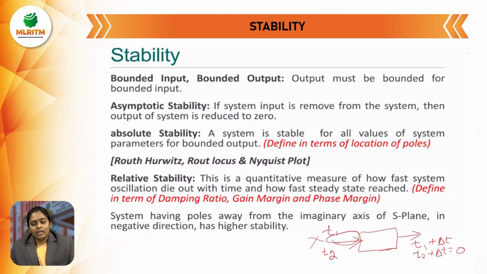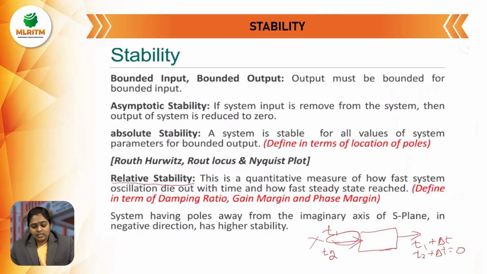Even if I keep the value of k at 10 or k at 50, if I'm getting an output which is a measurable quantity, then it is called absolute stability. So in order to understand the concept of relative stability, or when the system is changing from an unstable system to a stable system, or a stable system to an unstable system, that comparison of the variation of the stability is called relative stability.